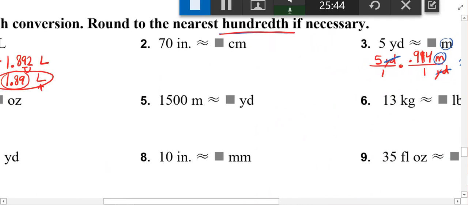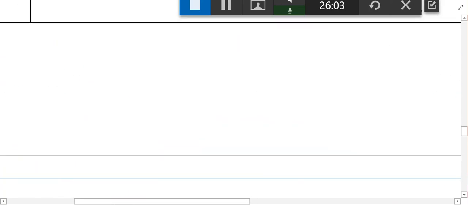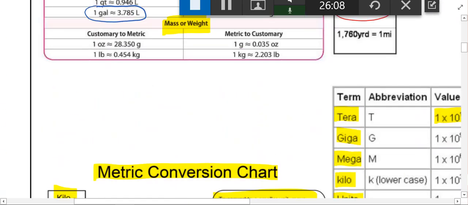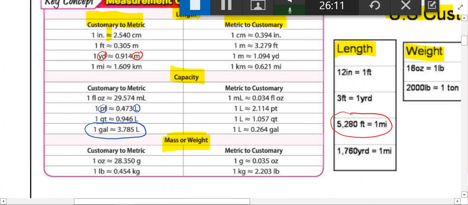All right, number 5. We're going to go from meters to yards. Now we're going the opposite direction. We're going metric back to customary. So we'll set it up like this, 1,500 meters over 1 times, and we want to hopefully change meters into yards. We're hoping it has it up there, so let's go look. It's a little bit different than we did because it's going in the opposite direction now. So we want to go meters to yards, and it has it. Meters to yards. 1 meter is equal to 1.094.